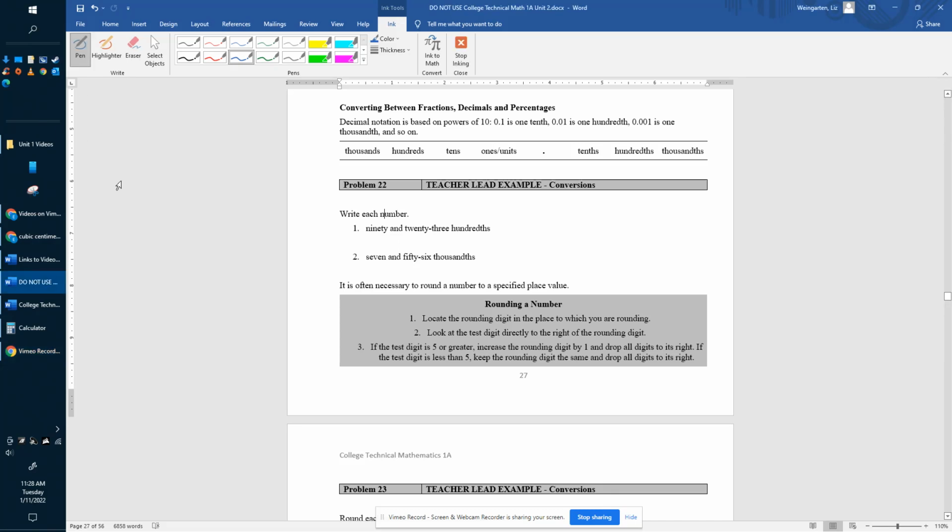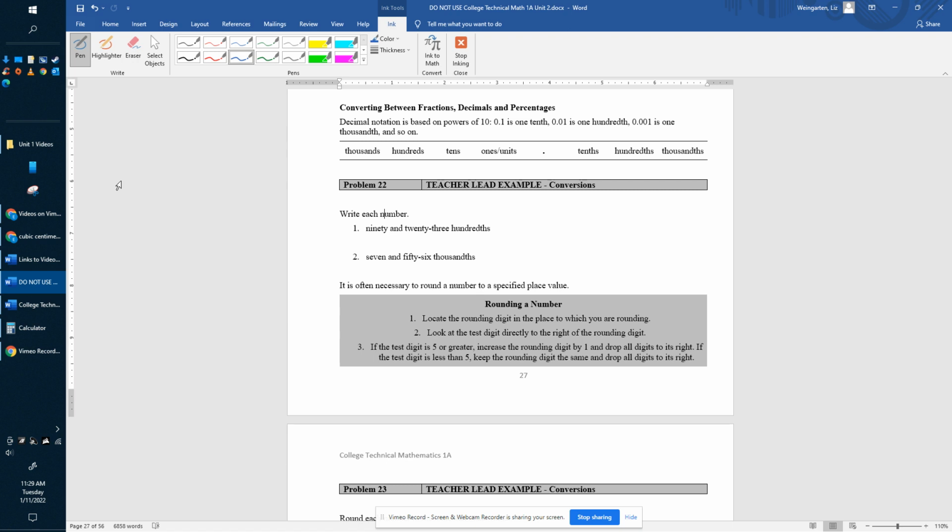I am planning on this being a bit of a longer video because I know we've covered some of this stuff when we had talked about fractions. So we're going to speed through some of that. But first, we're going to start by talking about rounding.